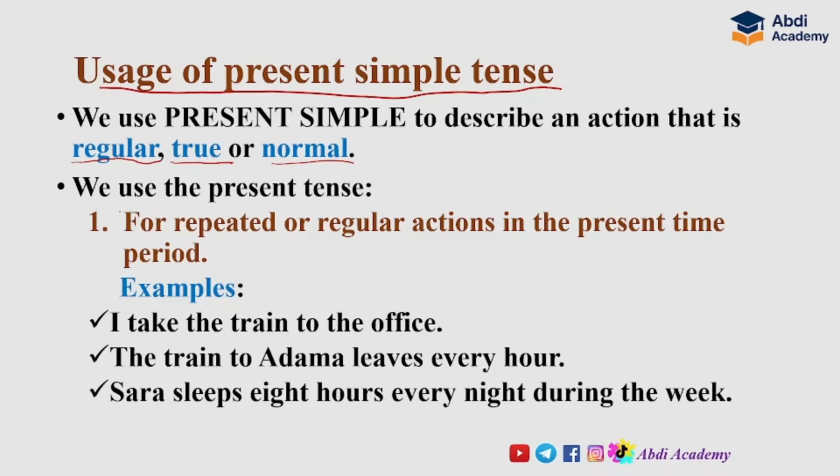So as a general, we use present simple tense for the following actions. Number 1, for repeated or regular actions in the present period, to indicate repeated or regular actions.